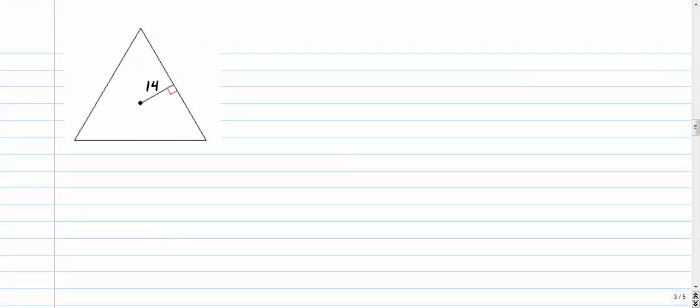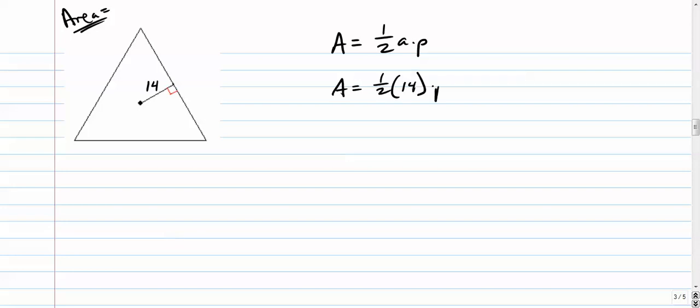Okay, moving on. Find the area of this regular triangle. That is the task here, and for this one, thankfully, we are actually given our apothem, right? The apothem goes from the center of the polygon to the midpoint of any side. So this is 1/2 times 14 times whatever the perimeter is. So it's 7 times the perimeter. Pretty simple. Let's find the perimeter of this thing.